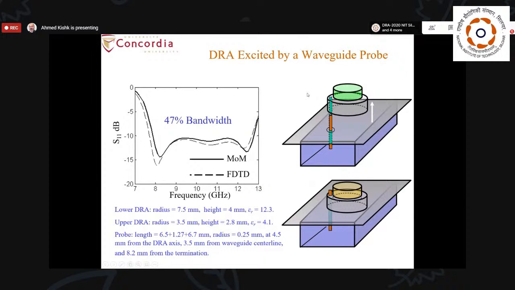This is another way of exciting the dielectric resonator, where we can have it excited by a waveguide. And the waveguide is excited by a probe. There is a probe inside the waveguide that is coupled to the resonator over here. And we can still have wide bandwidth. And by this, we can have an array of these. Actually we also use slots to do the same excitation to achieve very wide bandwidth. And the reason for doing that is we were able to make an array of these excited with the same waveguide.